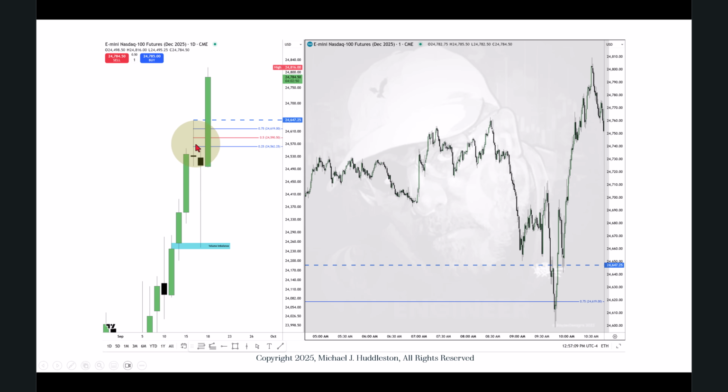So it gives us the 25, the 50, and the 75 level. It's not really that important to have the high and the low. You can have that. I just do it this way because it keeps the chart clean. It also helps me when I'm trying to illustrate things to you because there's less to look at.